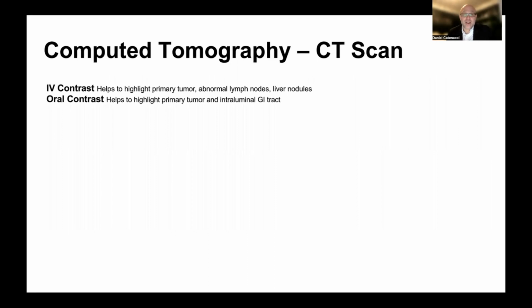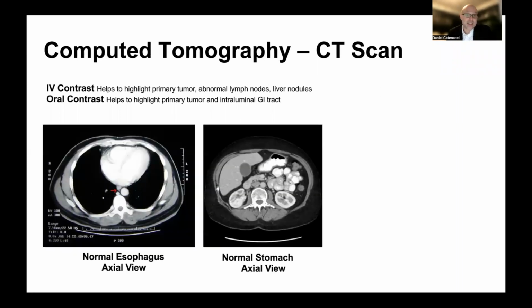In addition to that, we give an oral contrast that you drink before the CAT scan, and that goes and highlights the whole GI tract and helps the radiologist to identify if there's an abnormality within the lumen of the tube and helps to differentiate the gut from other structures in the abdominal cavity. So this is a CAT scan that's normal of the esophagus and of the stomach.